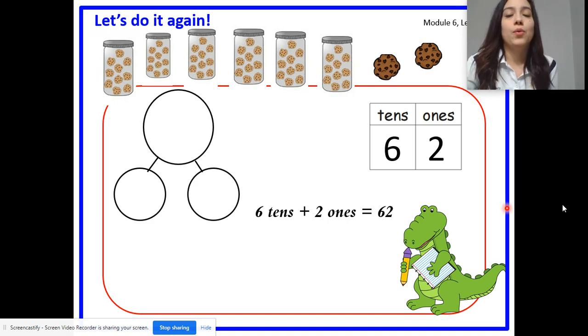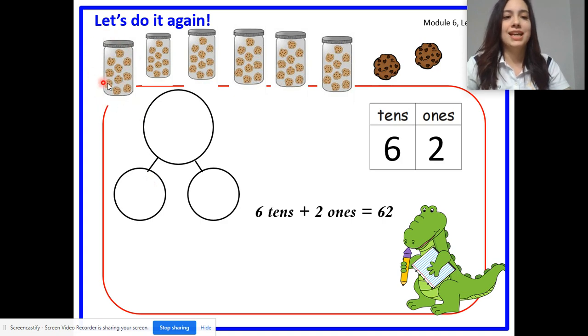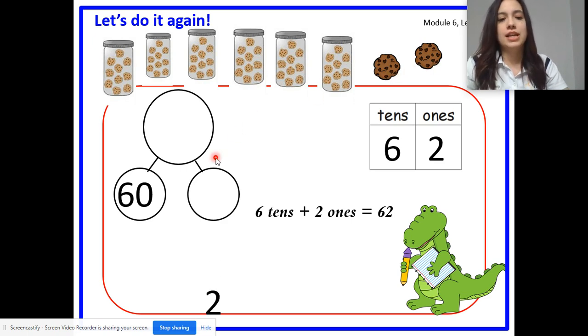Okay, now we're going to write it the regular way in our number bond. So in order to write it the regular way, we're going to count the regular way. Since they're in groups of tens, we're going to count by, get ready? Yes, 10. So let's count by tens. 10, 20, 30, 40, 50, 60. So that is our first part. How many ones do we have, boys and girls? Ready? Yes, 1, 2. So that is our next part. Make sure you write it in your number bond.